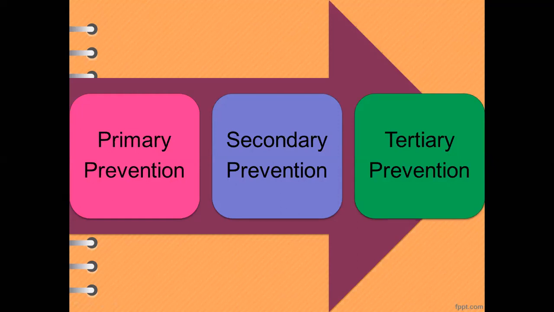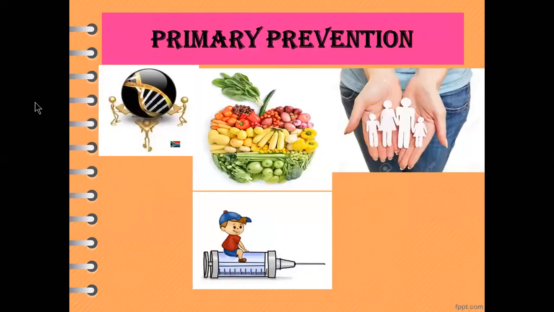Now let's see what is the primary prevention. So primary prevention is genetic counseling, adequate diet with protein, calories, and good minerals, vitamins, and proper family counseling. Like family planning must be done at the correct time, and giving some immunizations. These come under primary prevention.